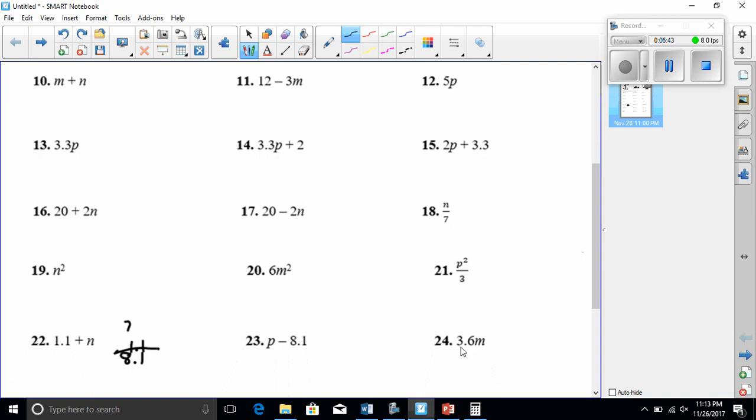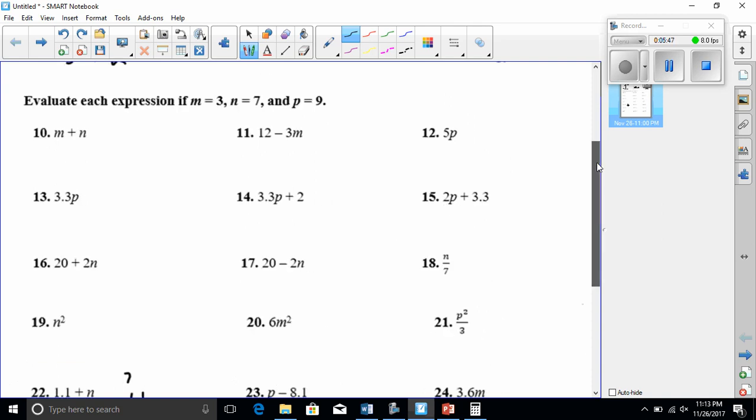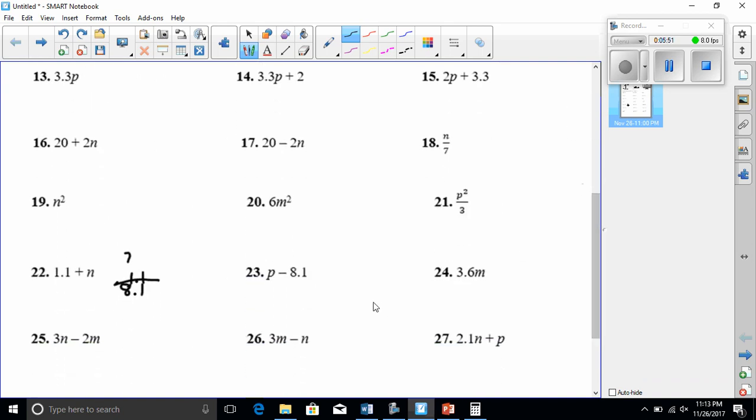We're off to number 24 now. 3.6 times m. Well, remember the m was 3. So really, that's just going to give us 3.6 times 3. And see, that's going to be 18, carry the 1. That gives us 9 plus 1 is 10. And of course, we have to move the decimal back, which is going to give us 10.8.